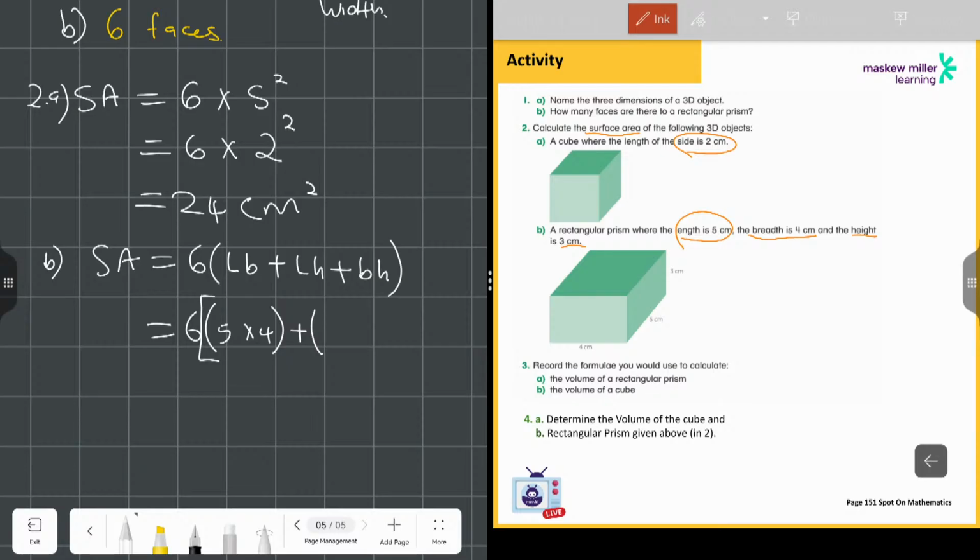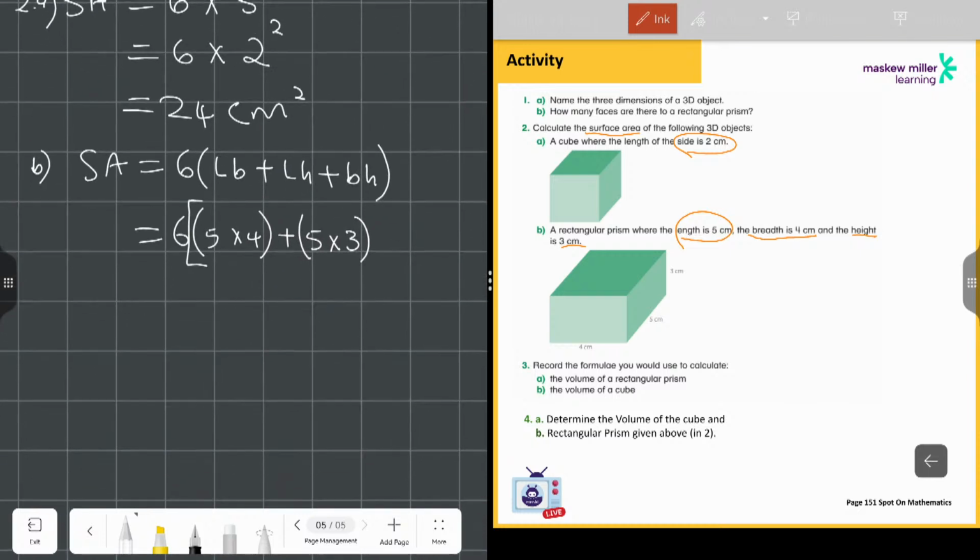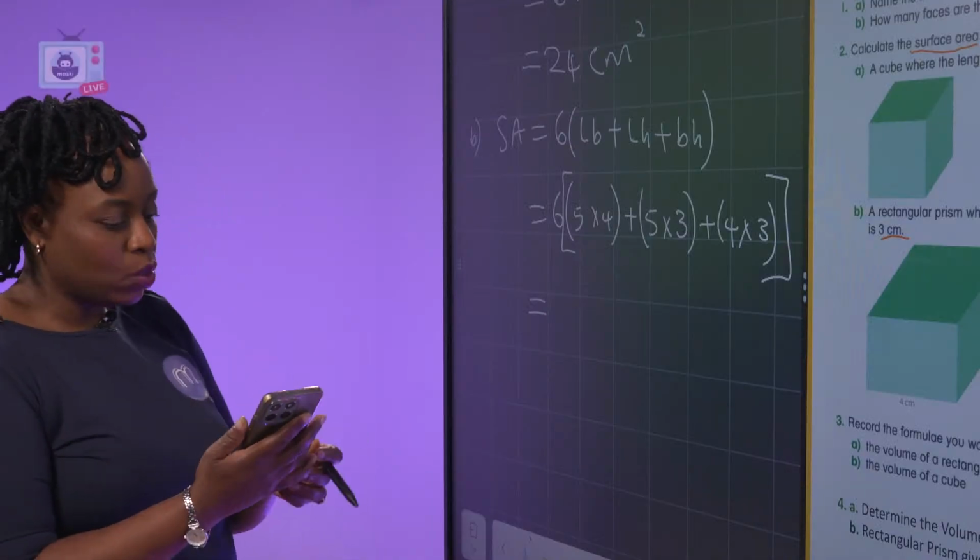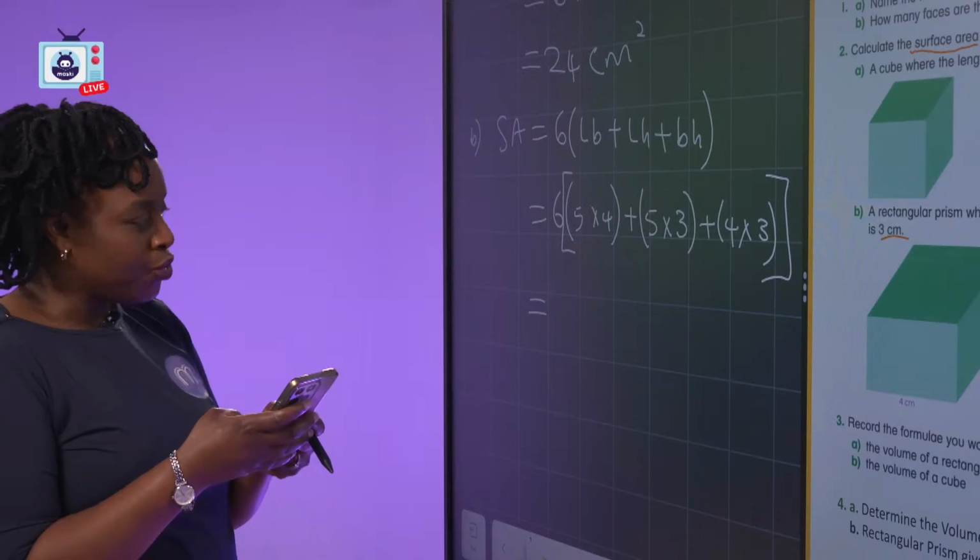Then the other one is length, which is 5. My height is 3. All right, let's add the last one. My breadth is 4 and my height is 3. So multiply that together. Remember, I have put 2 brackets because there's 6 outside that I need to deal with. If you multiply this together, it should give you the answer as quickly as possible.